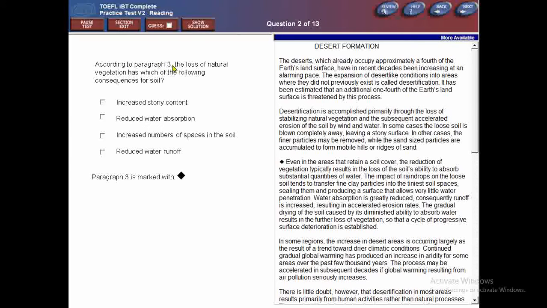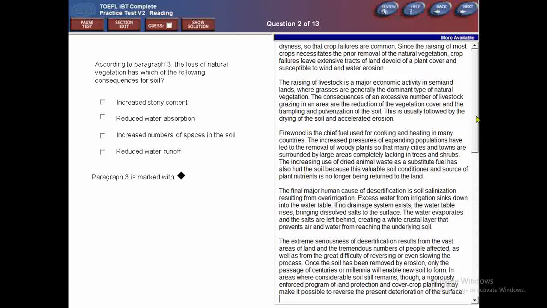According to paragraph 3, it's a factual information question. By seeing these phrases, we can identify that it's a factual information question. The loss of natural vegetation has which of the following consequences for soil? Okay. The key phrases in this question are loss of natural vegetation, and which of the following consequences for soil. Soil and natural vegetation.